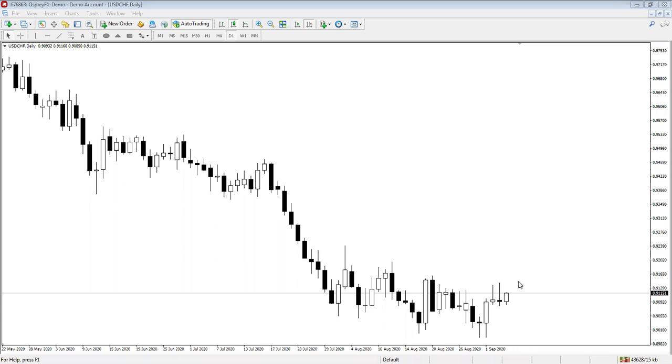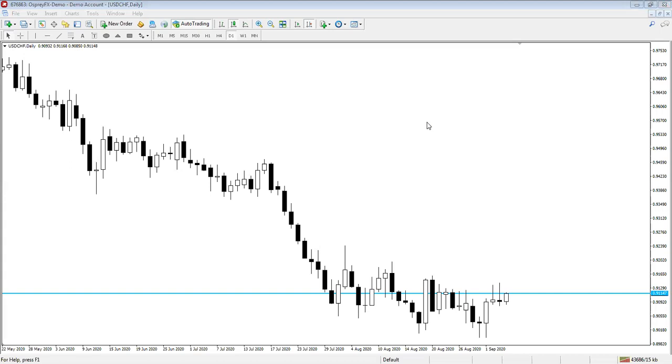Okay, don't worry. Let me draw a vertical line here. Okay, here is my vertical line. Can you see my vertical line? Yeah. Okay, from the vertical line is our current price.